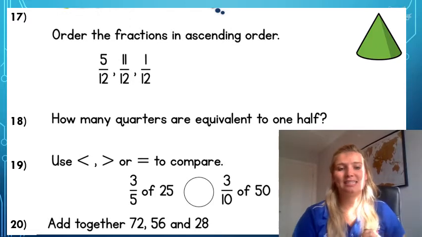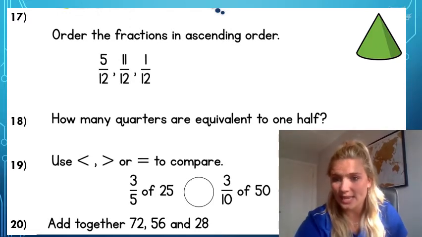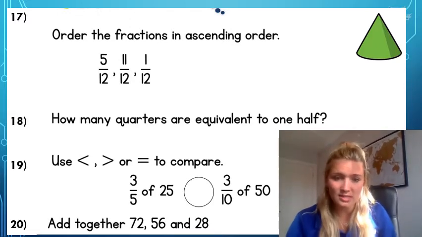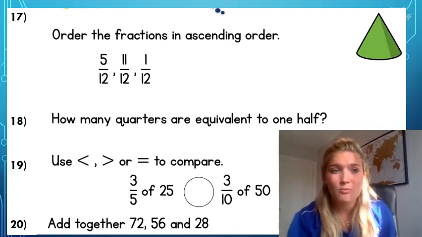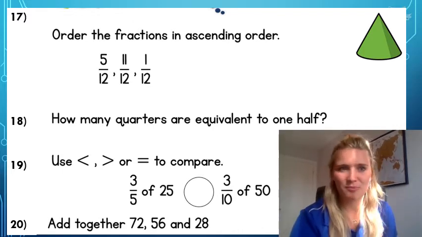And then finally, adding together 72, 56, and 28. You might need to do a couple of column methods, or you could put them all into one. Press play once you've done that. Let's see how you've got on.